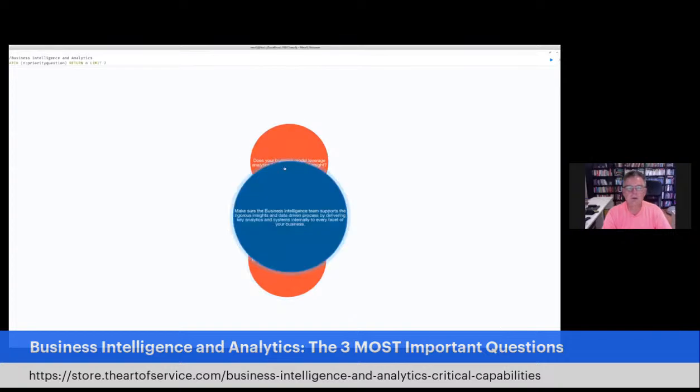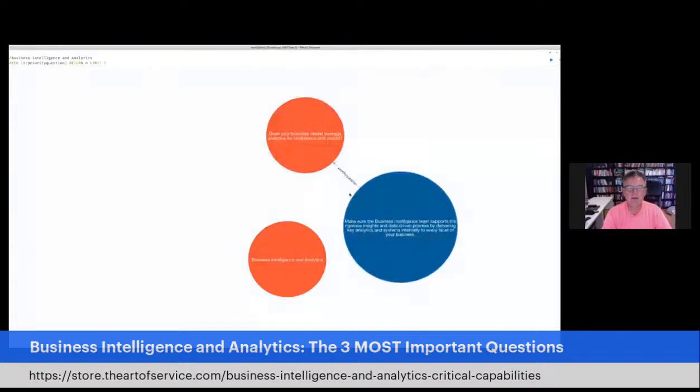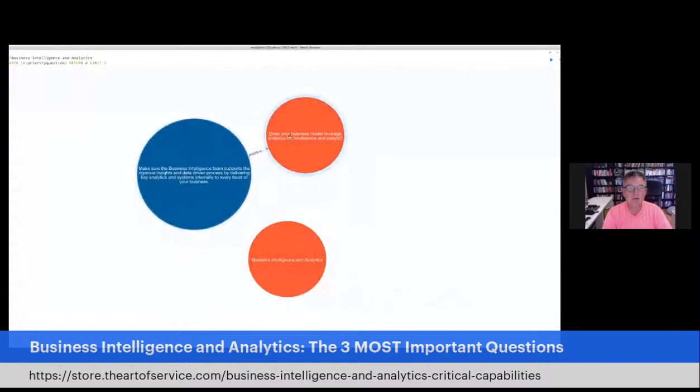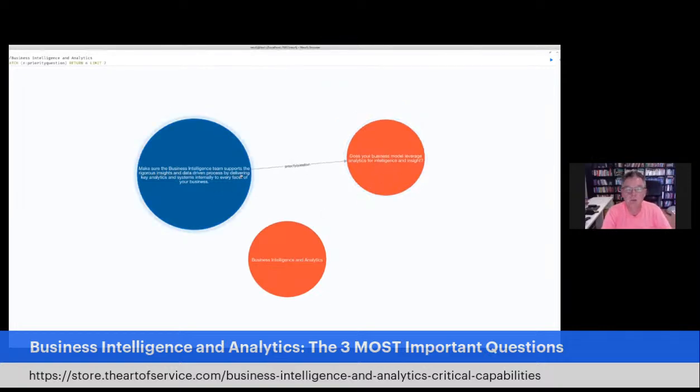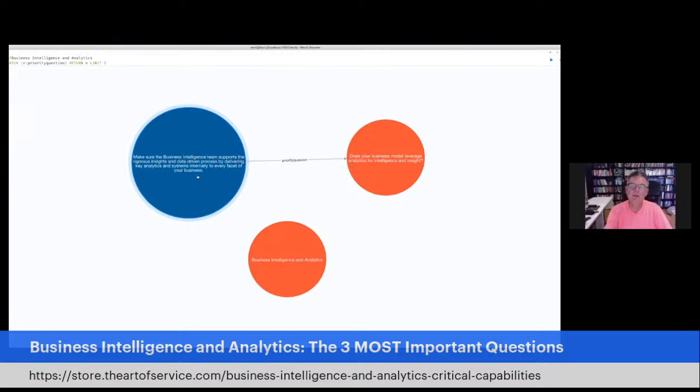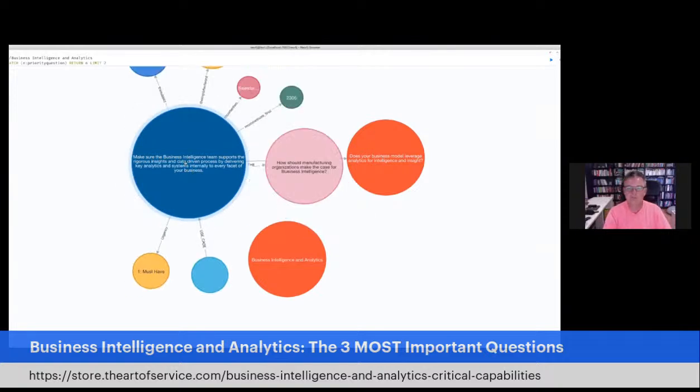Does your business model leverage analytics for intelligence and insight? Can you actually use it in your business model? Is it aligned to it? Is it just piecemealed in pockets in your organization? Can you use it everywhere? You have to make sure that your business intelligence team supports the rigorous insights and data-driven process by delivering key analytics and systems internally to every facet of your business. So holistic, everywhere. Make sure that you are able to ingrain it everywhere in your organization.